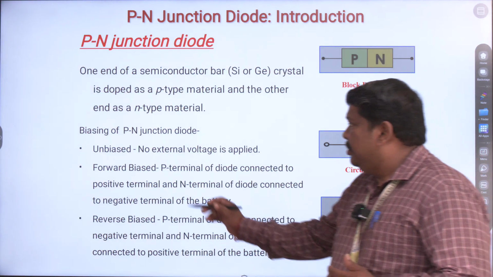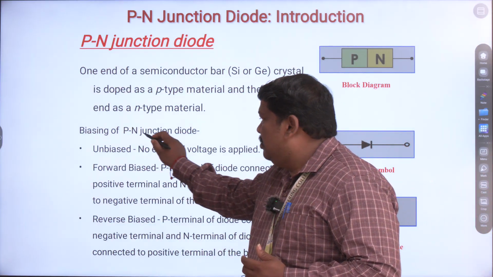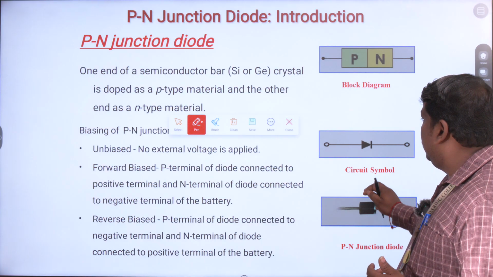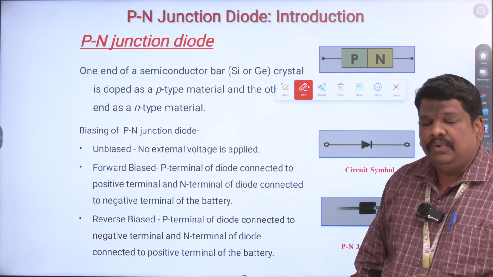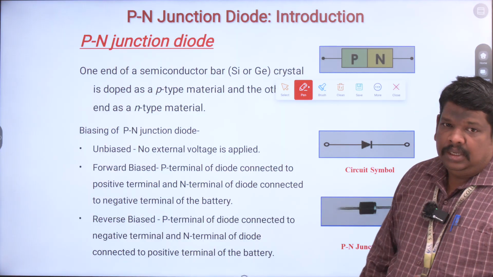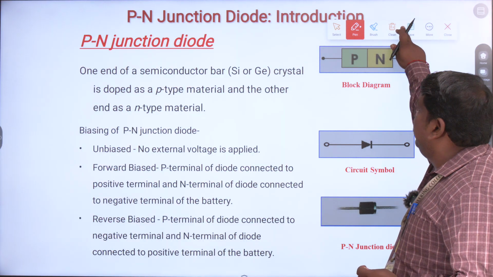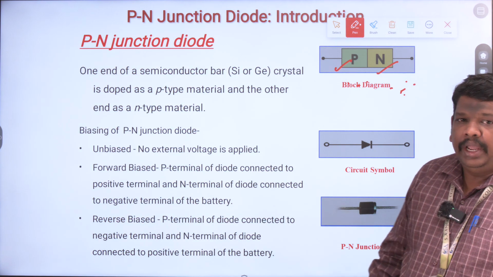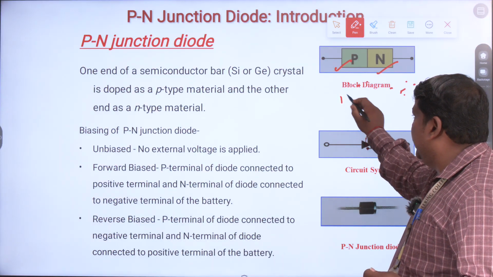One is going to be called your N-type material, another one is going to be your P-type material. For N-type material we are going to dope pentavalent material into the semiconductor material. For P-type materials we are going to dope trivalent materials. Together we are going to form the PN junction diodes. One is a P-type material, another one is an N-type material. The combination of both P and N gives your diode.